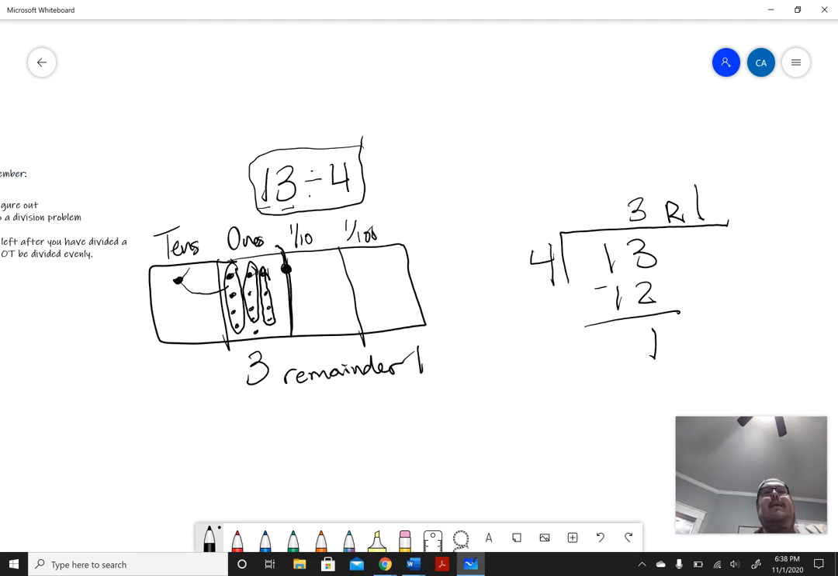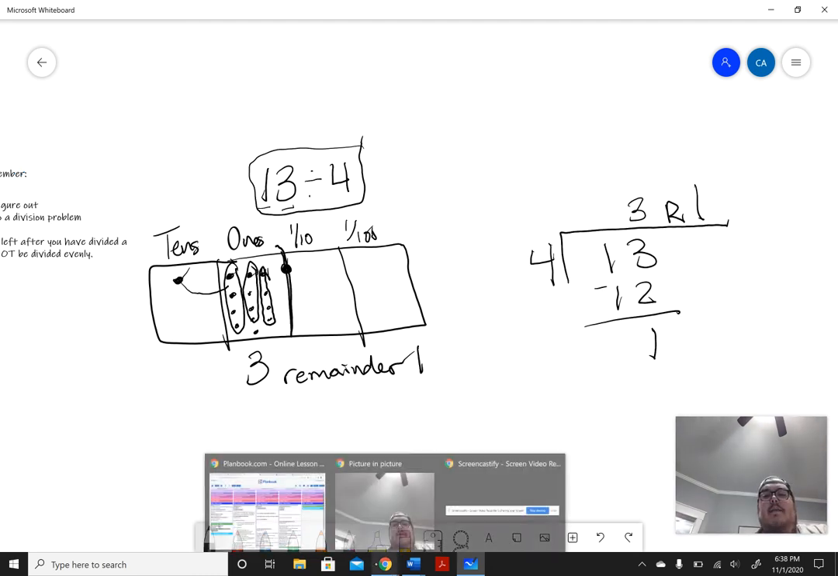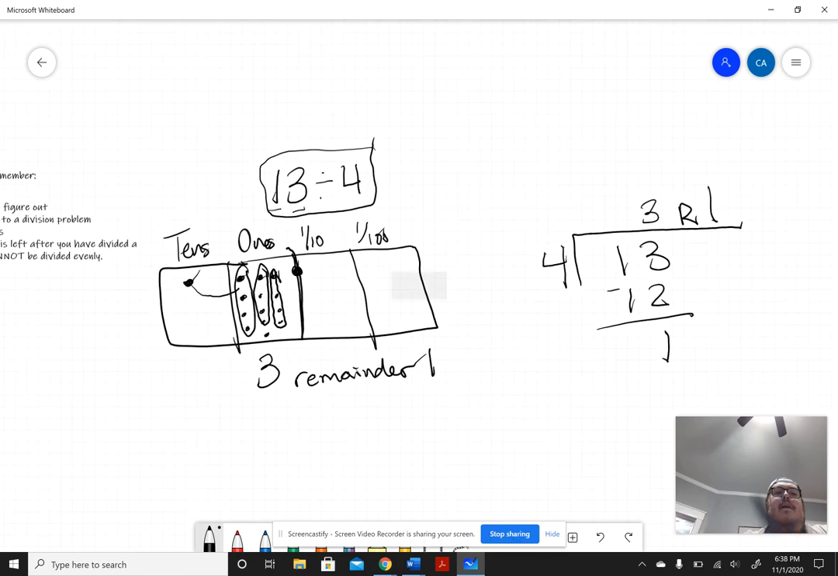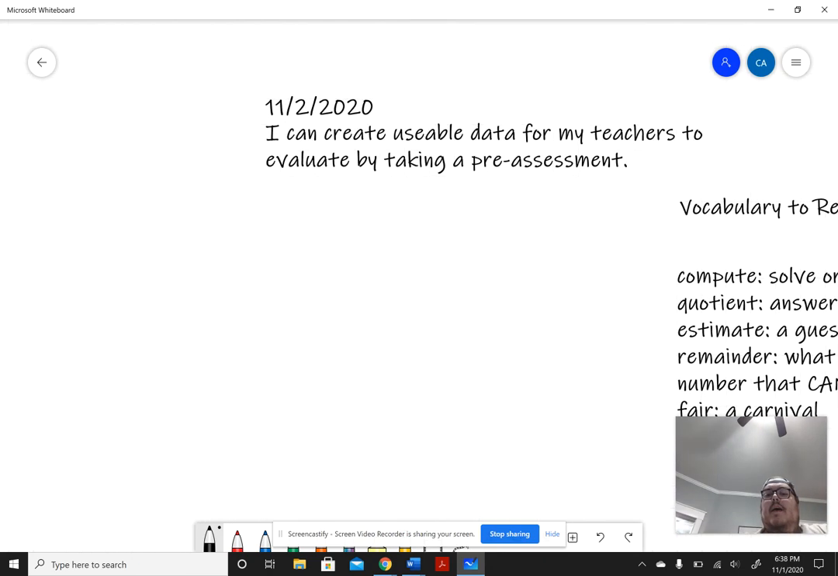Remember, go and be brilliant. You can do it. I believe in you. Have faith in yourself, and you will be great. Let's take one last look at that objective. Oh my gosh, what happened? Okay, there we go. One last look at that objective. I can create usable data for my teachers to evaluate by taking a pre-assessment. I believe in you. Go and be brilliant, and I will see you tomorrow.